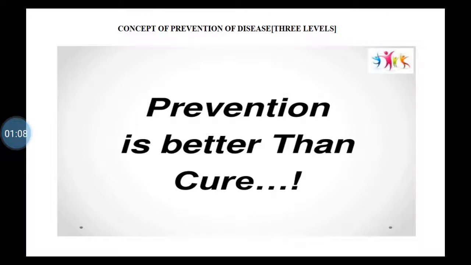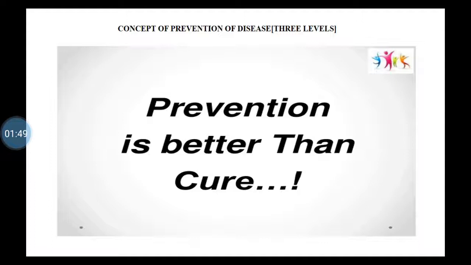Now, the last part is concept of prevention of disease. We know health, we know disease. So how the diseases are to be prevented, that we are going to cover in this last part. Now as it is said, prevention is better than cure. According to this saying, preventive measures must be taken for occurrence and spread of disease. So, by preventive measures, the occurrence and spread of disease can be blocked.